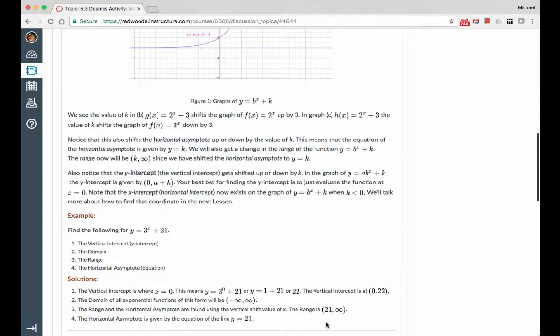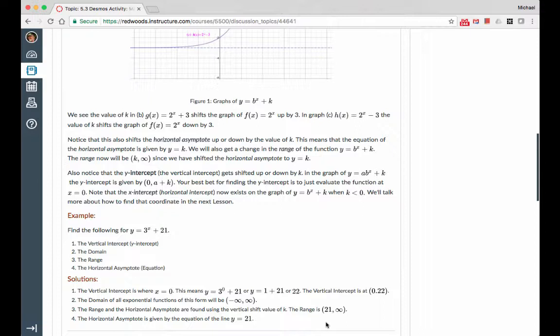Also note that the x-intercept, or horizontal intercept, now exists on the graph of y equals b to the x plus k when k is less than 0. We'll talk about that more, and how to find it, in the next lesson.